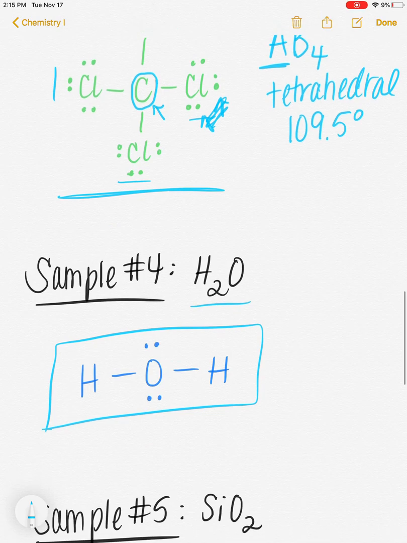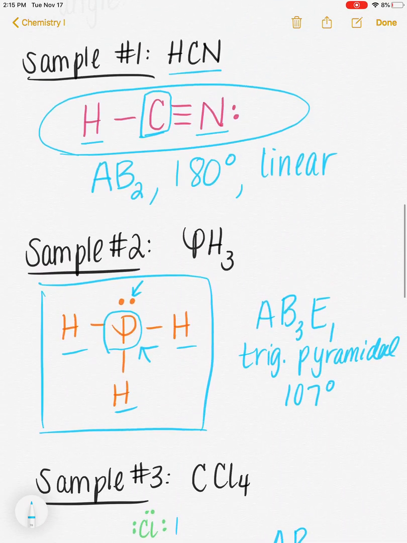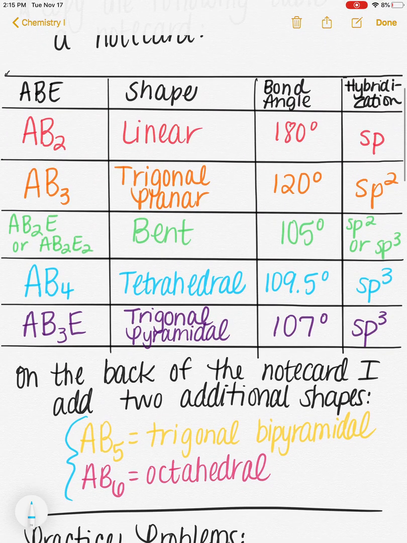The next sample, we've got water, H2O. When you draw water correctly, this is what it should look like. Your central atom is oxygen, so A stands for oxygen. B, there are 2 hydrogens bonded to that oxygen, so I've got a B2. And E, now remember, we're not counting the total number of dots, we're counting the pairs of dots. So I have 2 pairs of dots. AB2E2 would be the correct ABE notation. Go back to my note card. AB2E2 is right here. So that gives me a bent shape and 105 degrees.